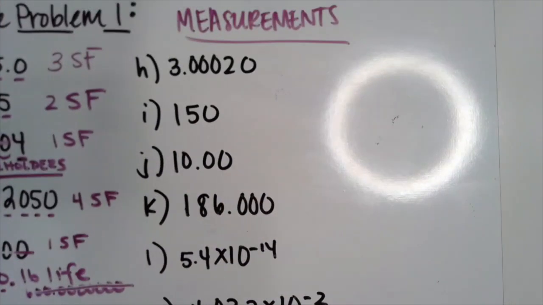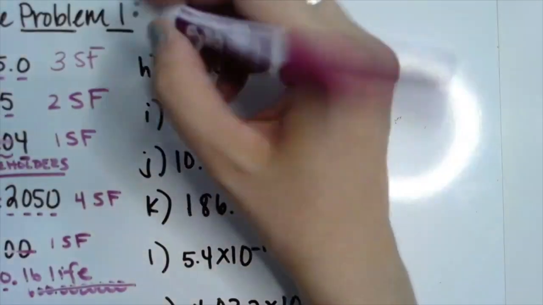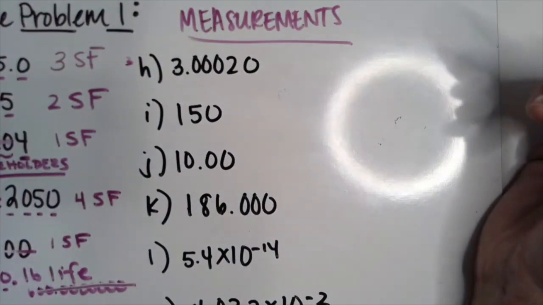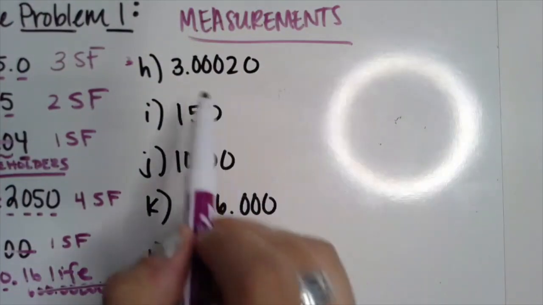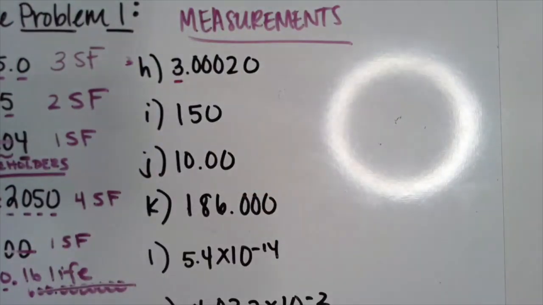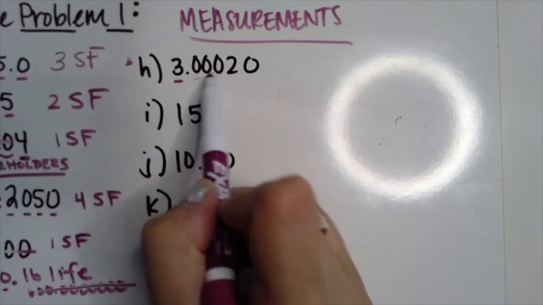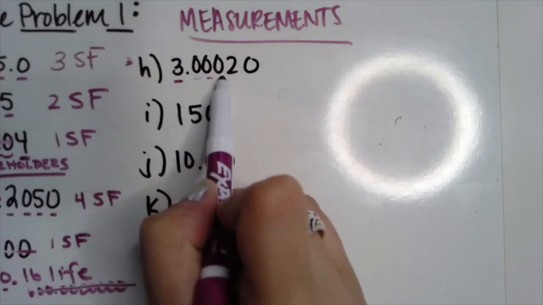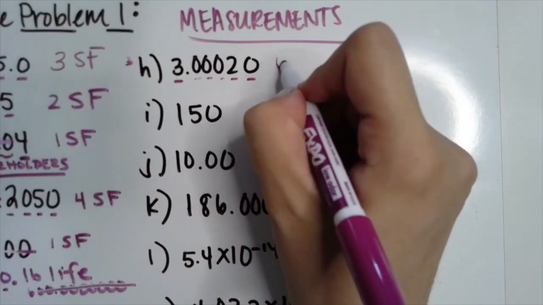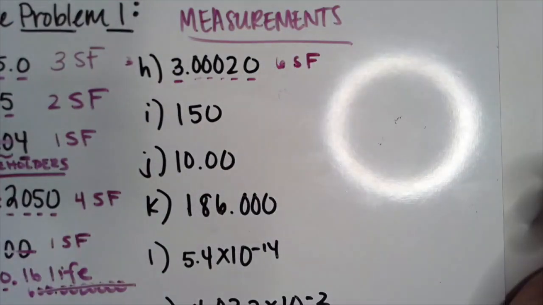H. Same thing here. Rule 3. We have a decimal point in the number. My first non-zero number is the 3. Everything after it. 1, 2, 3, 4, 5, 6. This value has 6 significant figures.